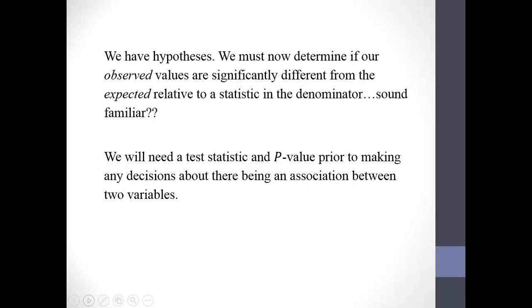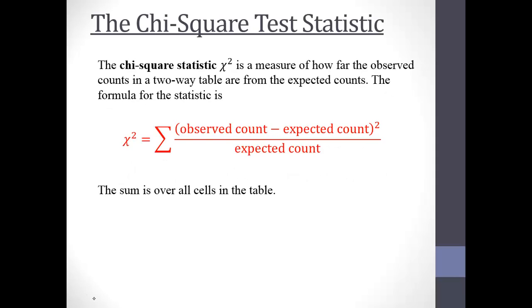I don't know if that sounds familiar. We're comparing what we observed with what we would expect, and that's how we've been doing hypothesis tests all along. We assume that the true mean is some value, and then we compare that with what we actually observed, or we assume the true proportion is some value, and we compare that with what we actually observed. So think about where we're going. We need a test statistic to put all this together, and we need to figure out how to find our p-values. That leads us to this thing called the chi-square test statistic.